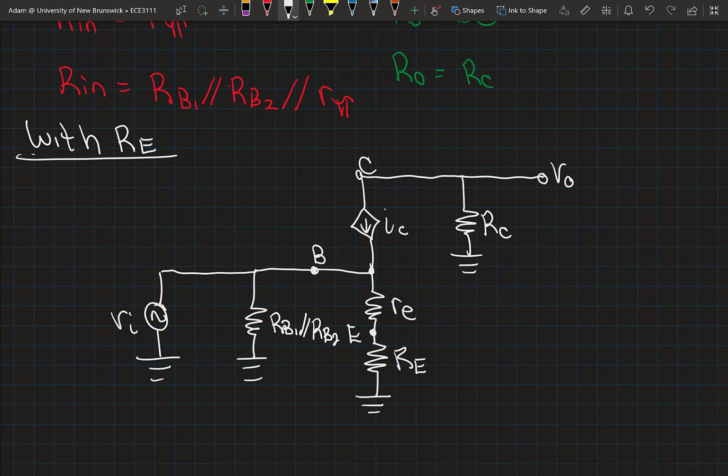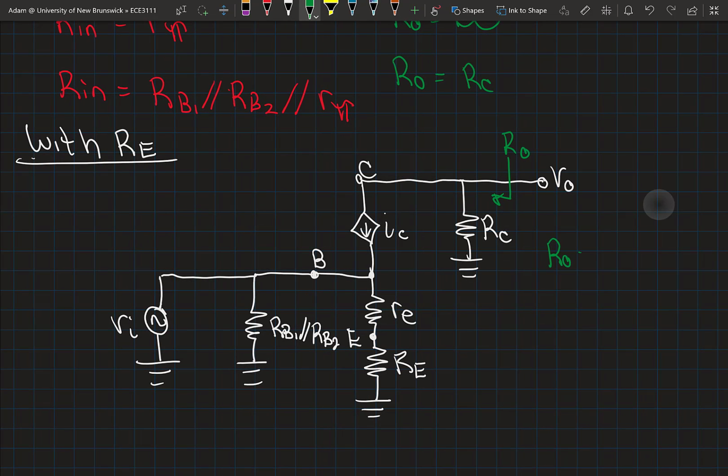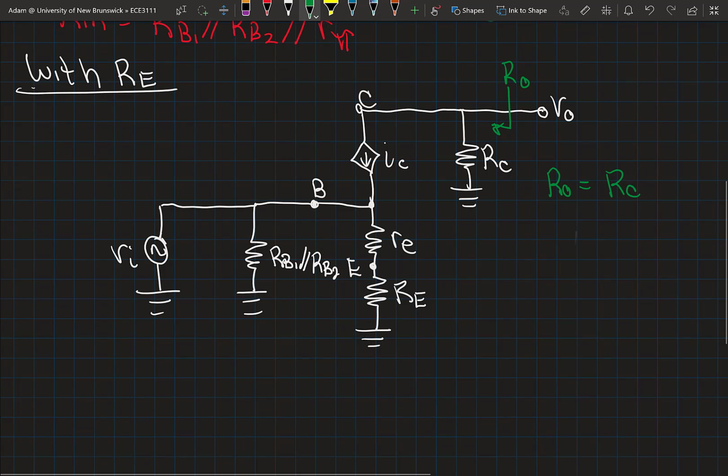Right away you probably note that the output resistance here has remained unchanged. It doesn't matter which model. This current source appears as an open circuit again, so my output resistance from the perspective of where my output is taken is still equal to RC. That's the only resistance it sees. So that part's straightforward.